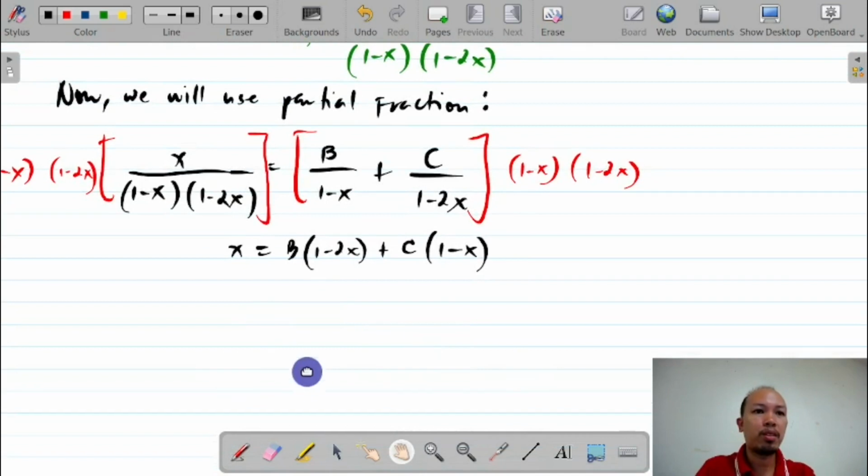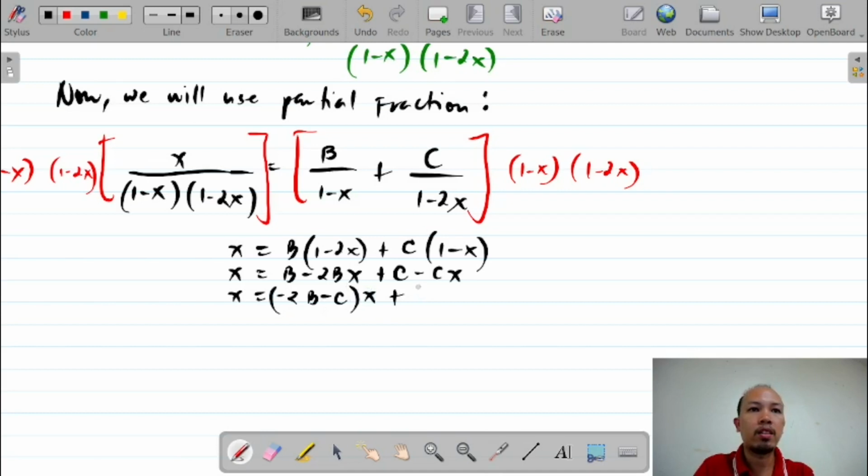We are almost done. So we have here x is equal to b distribute, 2b x plus c minus c x, and then you have to group. Let's say negative 2b minus c x plus b plus c.